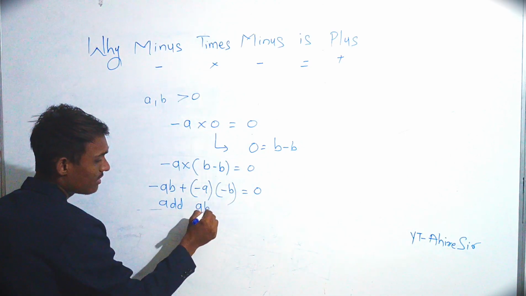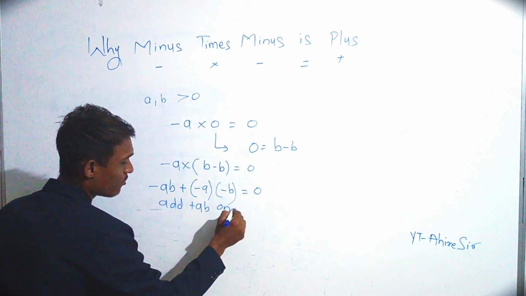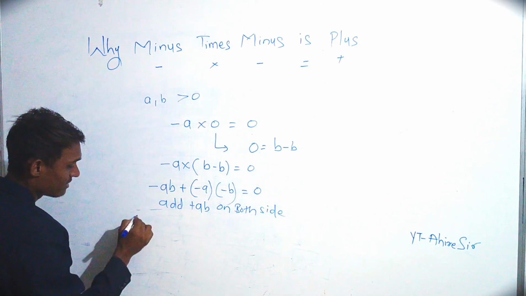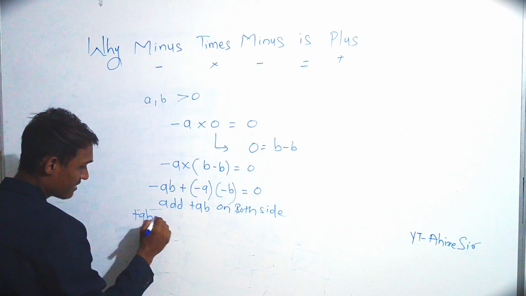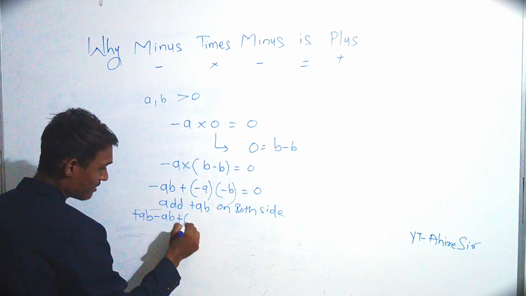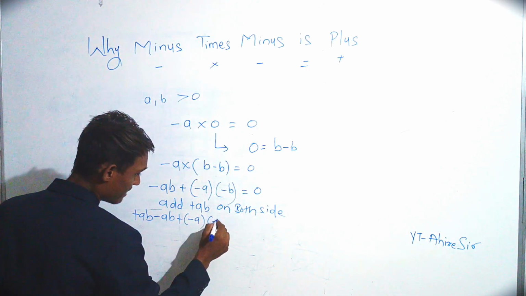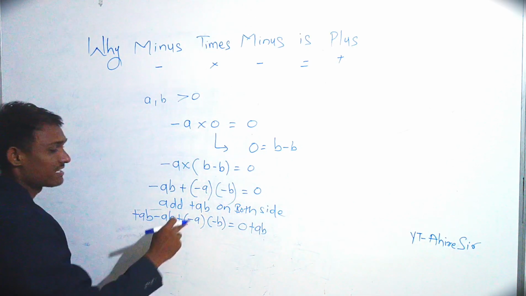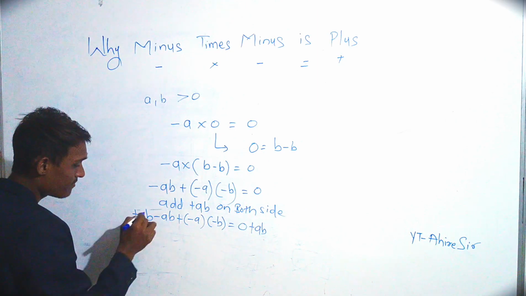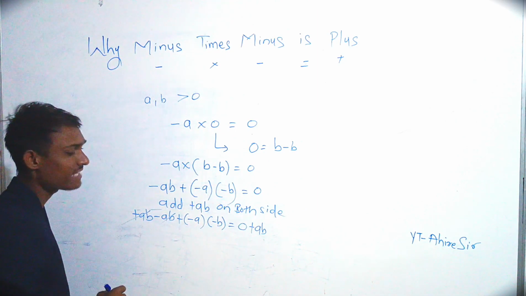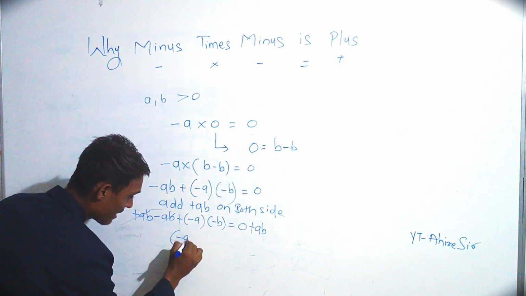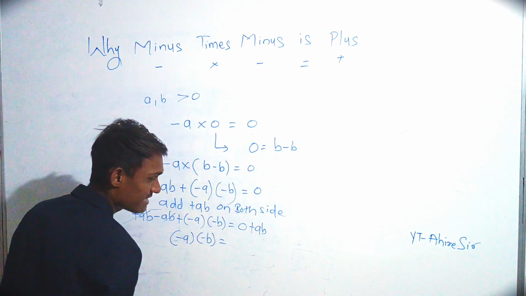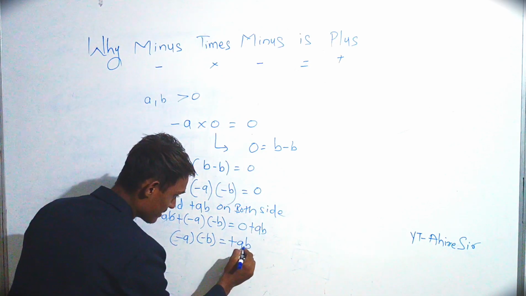Add plus ab on both sides. So plus ab minus ab plus minus a times minus b is equal to 0 plus ab. By adding plus ab on both sides, plus ab and minus ab get cancelled. So we are getting minus a times minus b is equal to 0 plus ab.